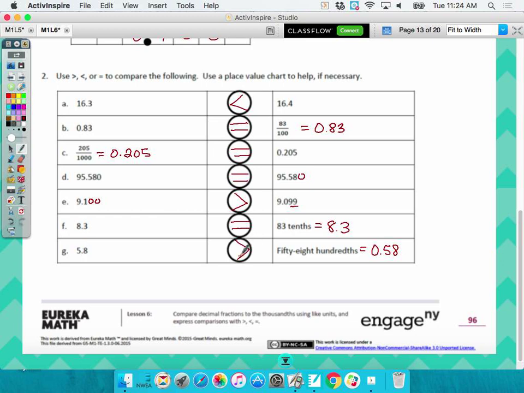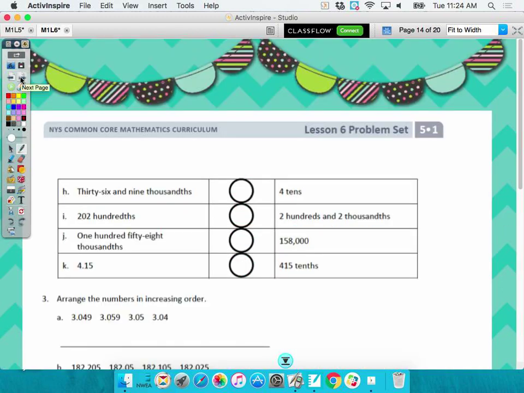Now, I believe you have H on this page, but I've got to turn my page. Are you just copying down? No. Or are you actually thinking through this? Am I going too fast? A little bit? Okay.